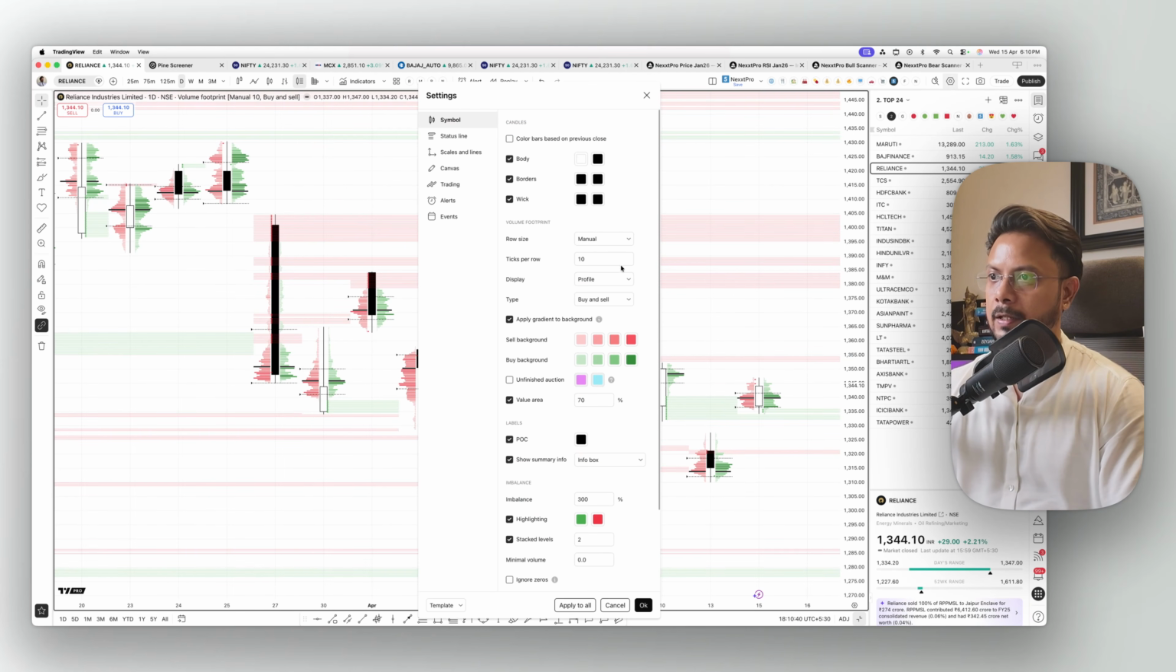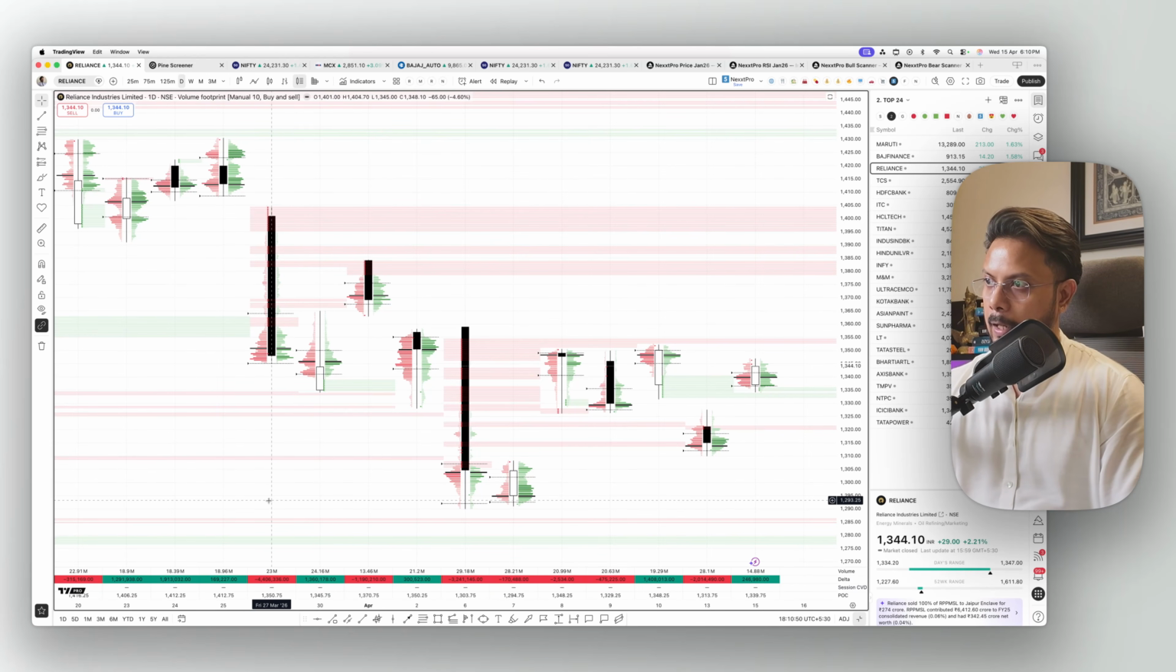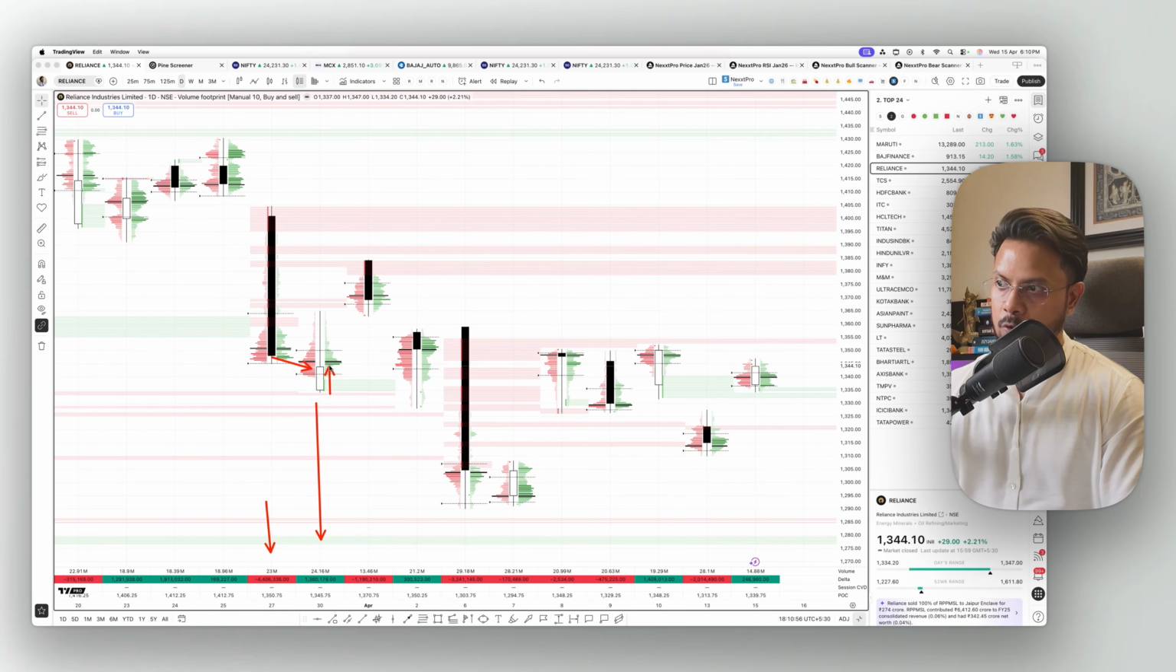So we will go to settings. We can make it an info box or we can make it a table. So you can see the delta. Delta is positive or negative. It's green or red. As it fell, it was negative. It was positive. It fell, but it bounced back from those days. You can see at the bottom how many imbalances happened. Next day was a gap up that could not sustain. It was negative, it was positive, it was negative.